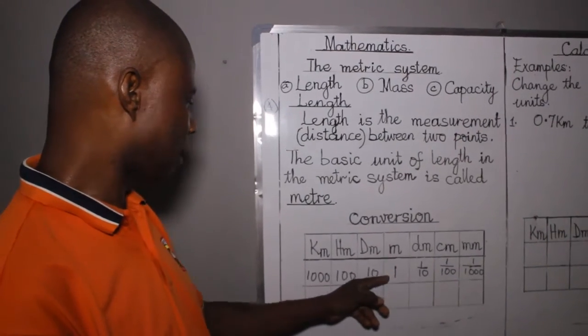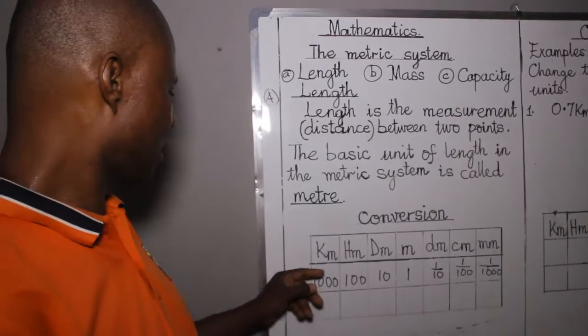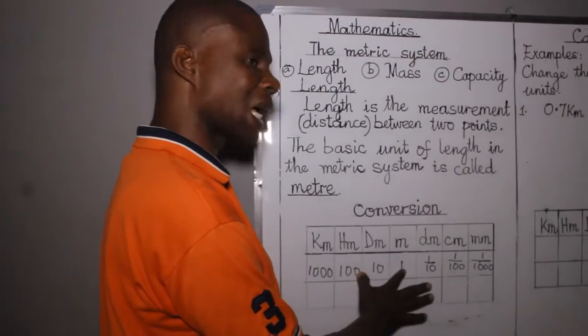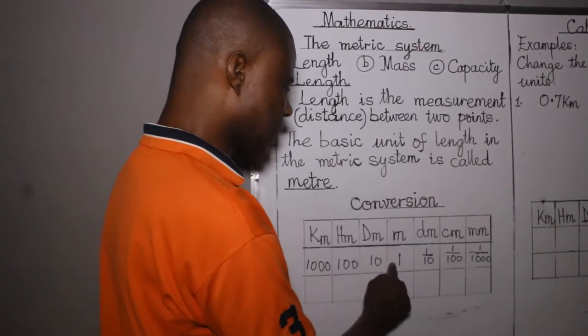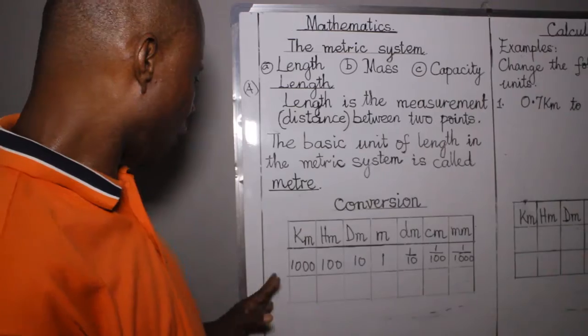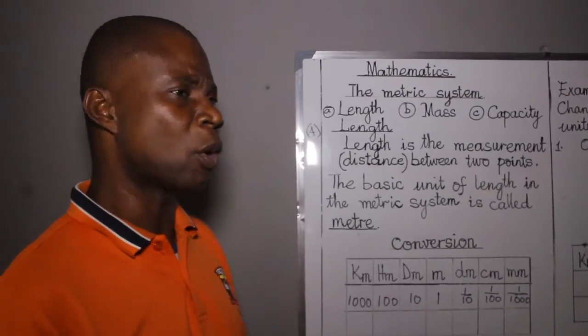Now this is meter, 1. Then we have decameter meaning 10, hectometer 100, then kilometer 1000. So 1 kilometer will give us 1000 meters, and 1 meter will give us 1000 millimeters. Now, this is the metric table and often is being memorized.